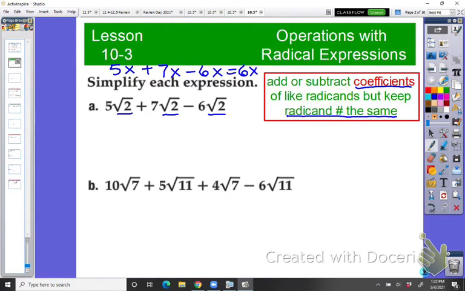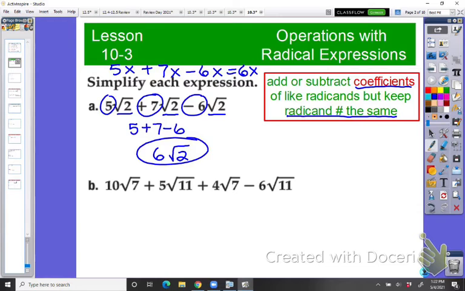So look at the coefficients. You have a 5 plus 7 minus 6. If you do that math, 5 plus 7 is 12, minus 6 is 6. So this is 6 root 2's as your answer.